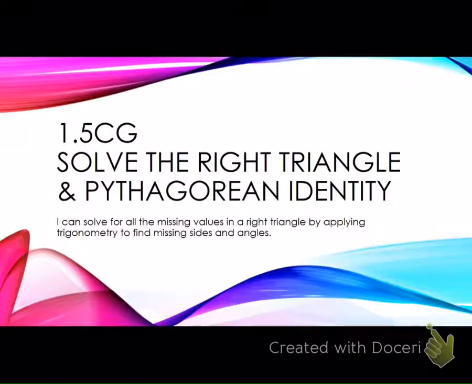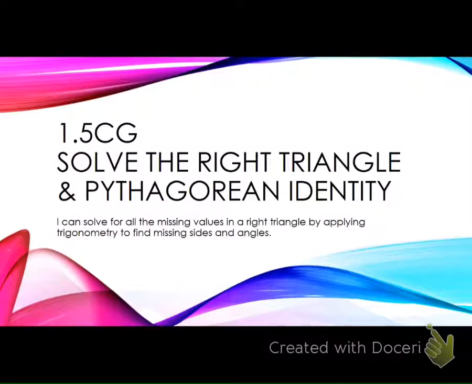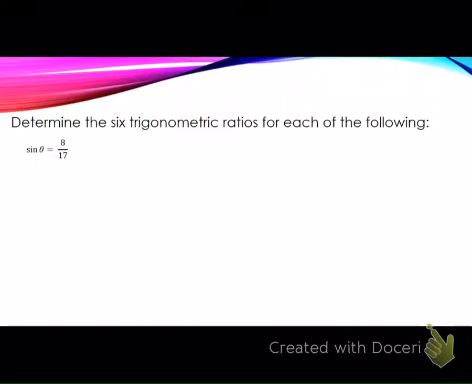Today we are going to talk about solving a right triangle and the Pythagorean identity, but mostly just solving a right triangle. It's not going to be completely brand new. It's just going to be a new thing to do, like understanding what directions mean. So let's first review a few things, though. Let's determine the 6 trigonometric ratios for each of the following.